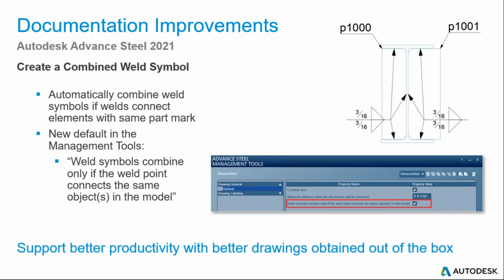We can also now create a combined weld symbol. This can be done by activating a new default available in the management tool. You can automatically get combined weld symbols corresponding to welds connecting elements with the same single part numbers. This will help you create more readable drawings with information for welds.